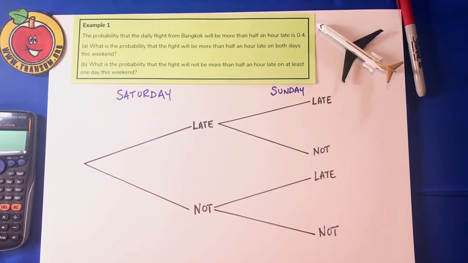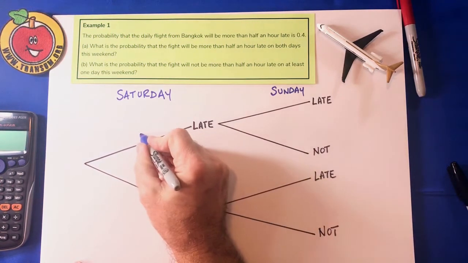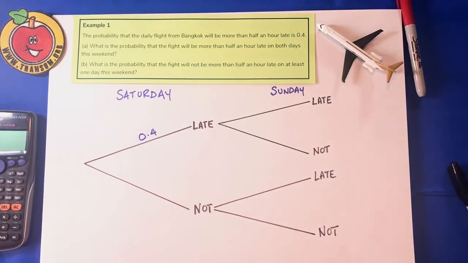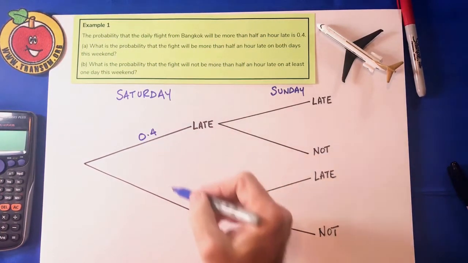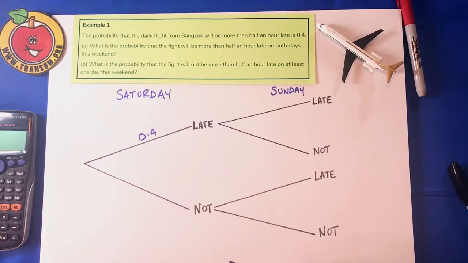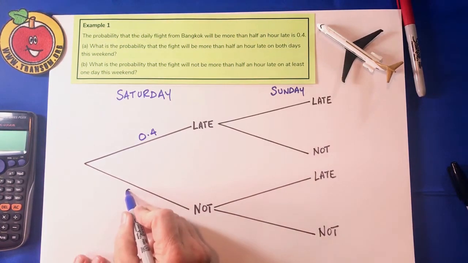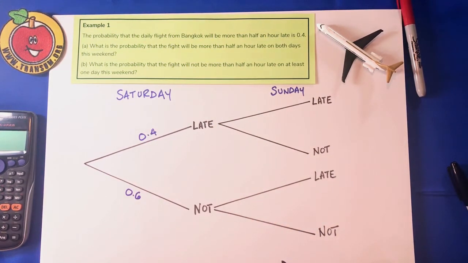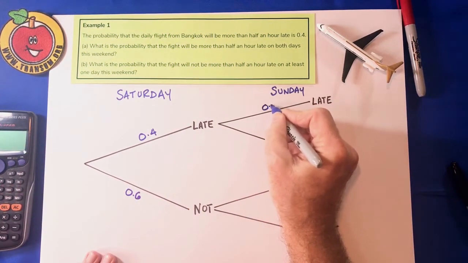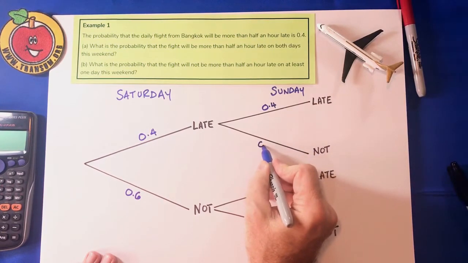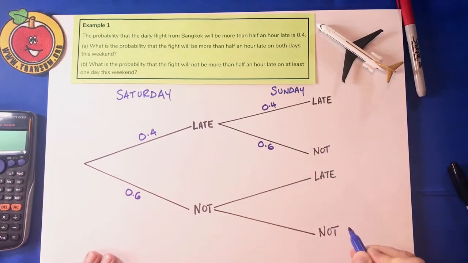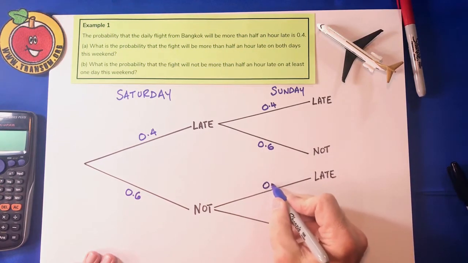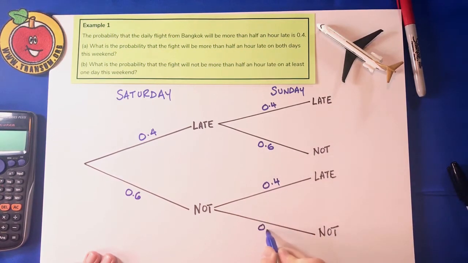What we then normally do is write down next to the lines the probability of them happening. So the probability that it is late is 0.4. So the probability that it is not late, there's only two possibilities, late or not late. So this one must be 0.6 because these two numbers add up to 1. And there's a certainty that it must be one of those two. So here, this doesn't change. On Sunday, the probability late is 0.4, not late is 0.6.